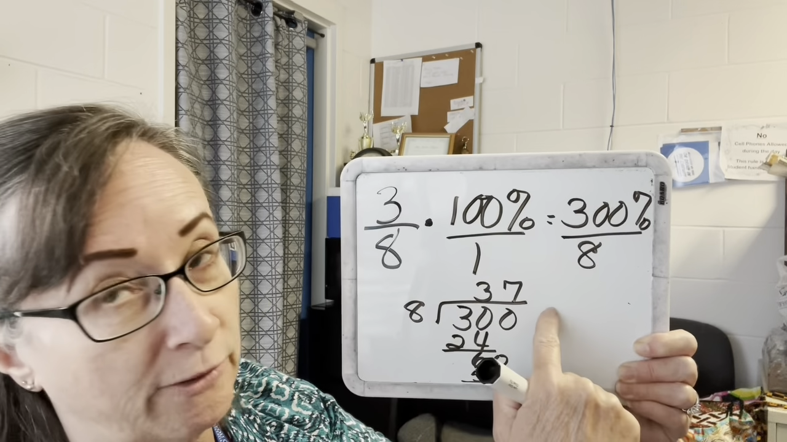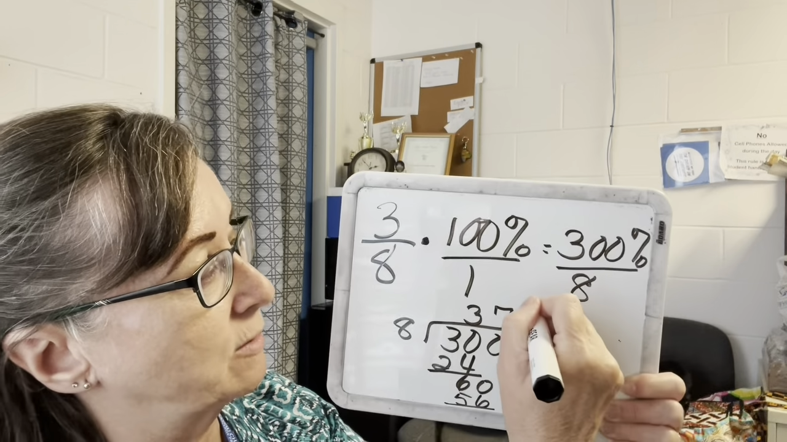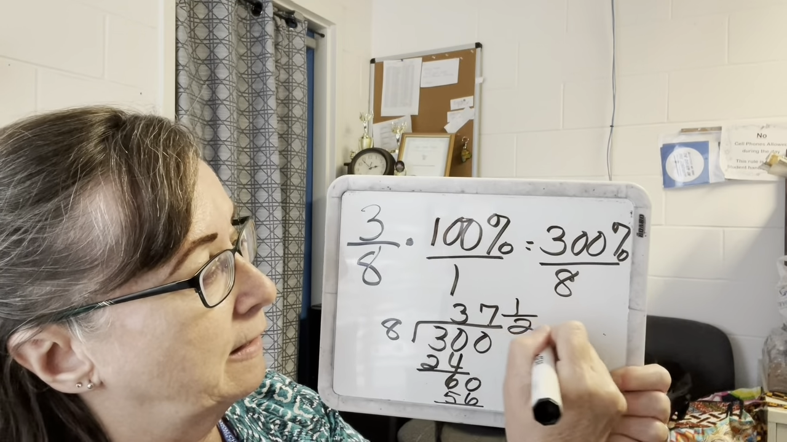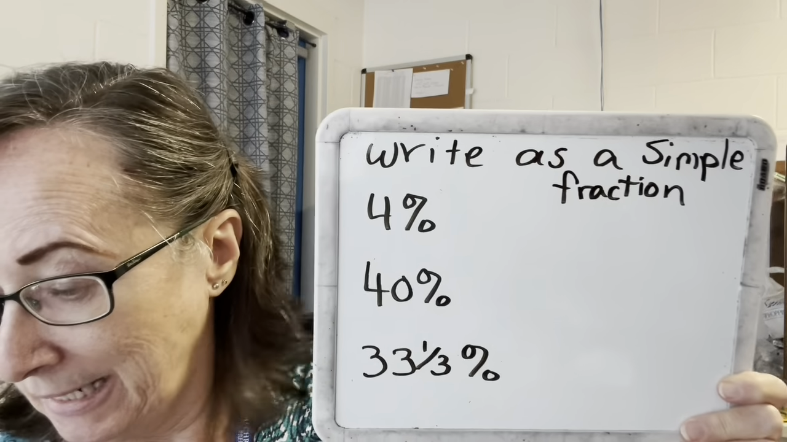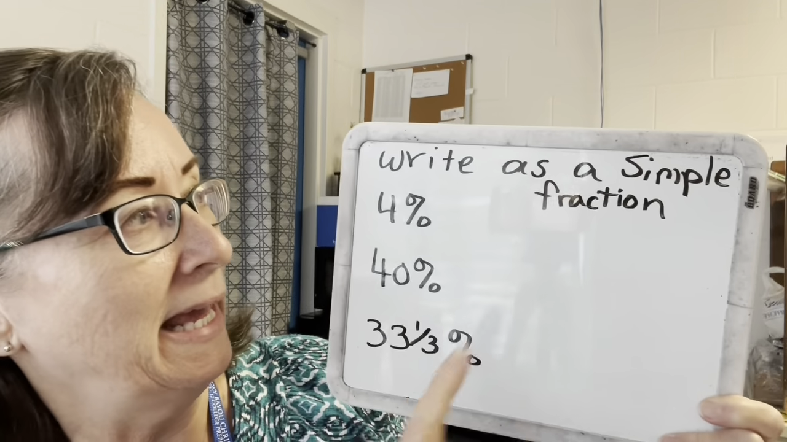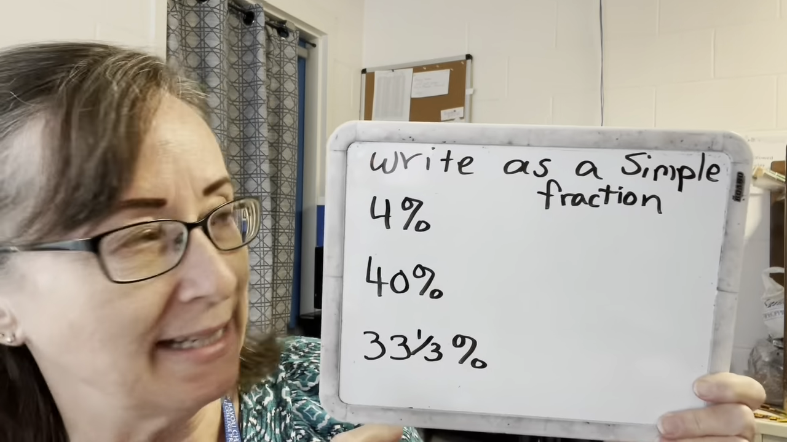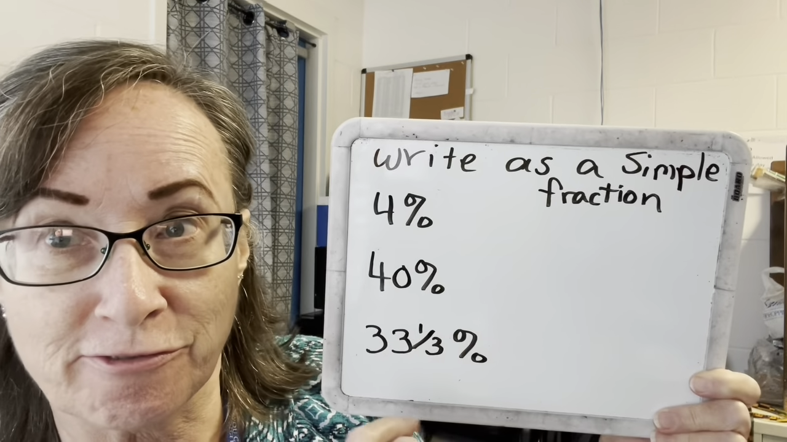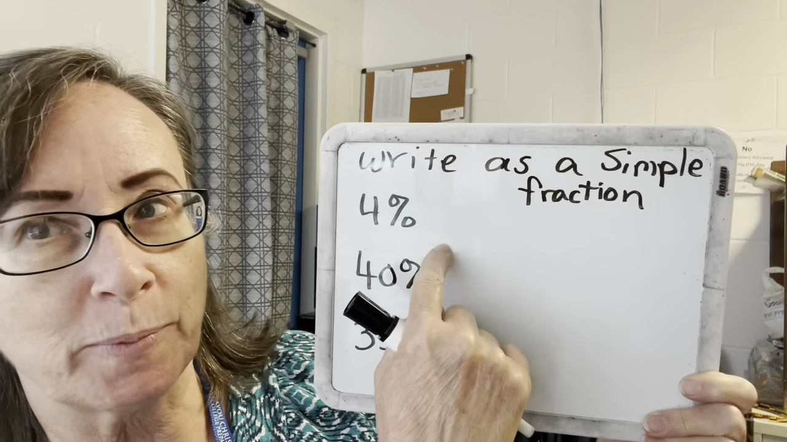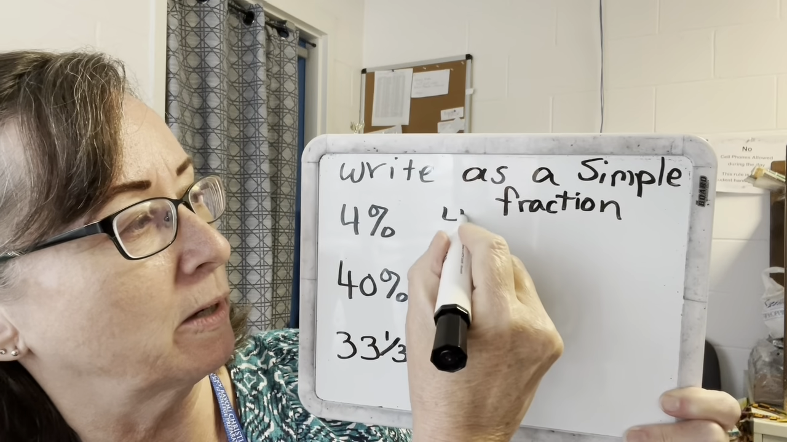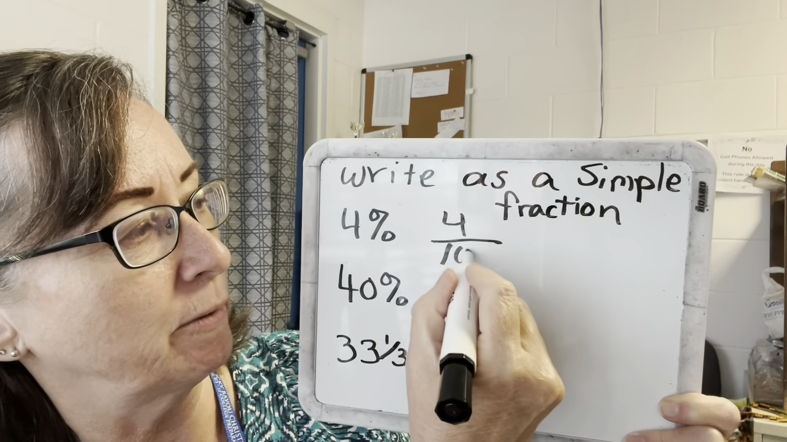eighths, because I'm out of whole numbers here. So 4/8 is 1/2%, 37 1/2%. Okay, so here we are in example 4, and we're to write each percent as a simplified fraction. So 4% would be 4 over 100.